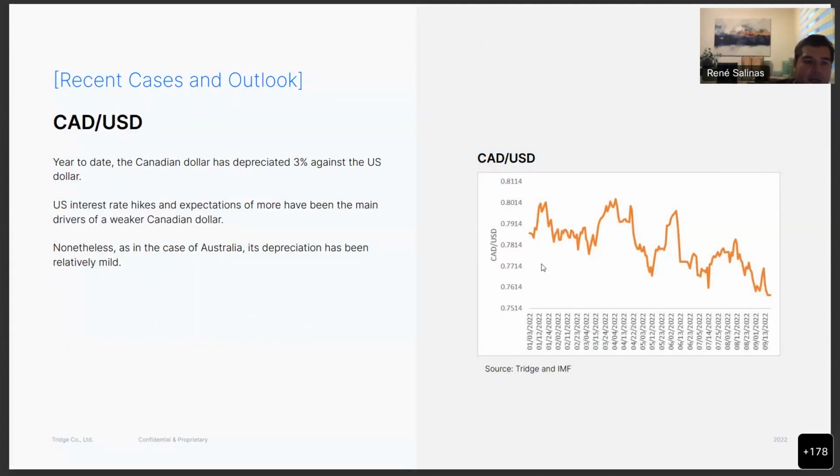Okay, let's go to Canada now. The Canadian dollar has depreciated 3% against the US dollar year to date. US interest rates and expectations of more to come have been the main drivers of a weaker Canadian dollar. Nonetheless, as in the case of Australia, its depreciation has been relatively mild.